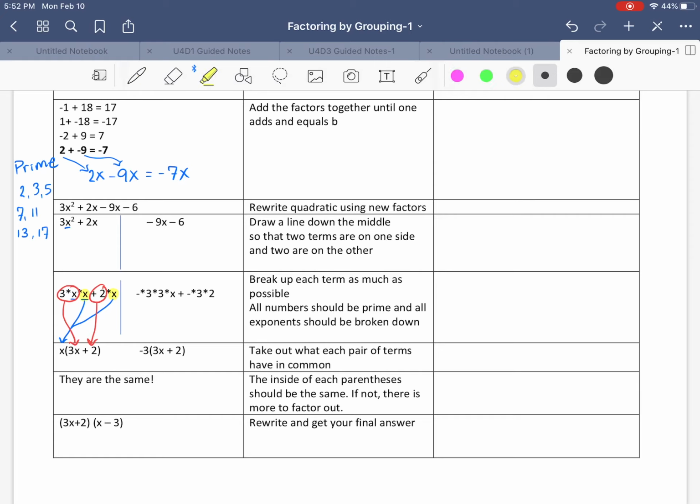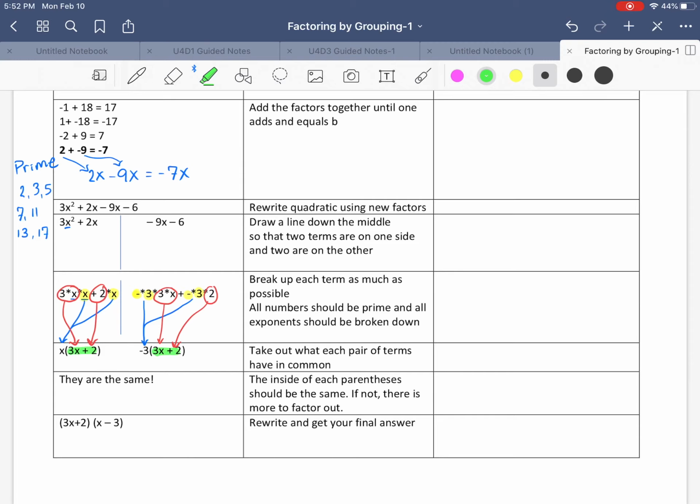So we're going to do the same thing. What do they have in common? Well, both have a negative, both have a 3. But then you're left with a 3x and you're left with a 2 on the other side. Those do not have anything in common. So what we're pulling out is the negative 3 right here, and same thing right there. And then what we're going to leave is the 3x, which goes right here, and the 2, which is right here. And what you should find is that the 3x plus 2 inside is the same. That's an indication that you did it correctly.